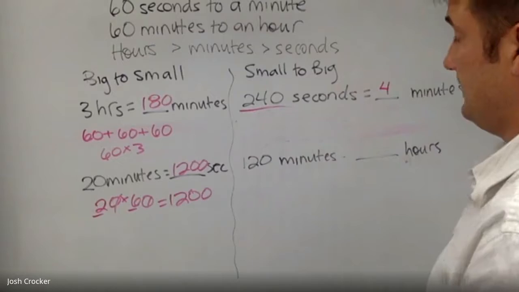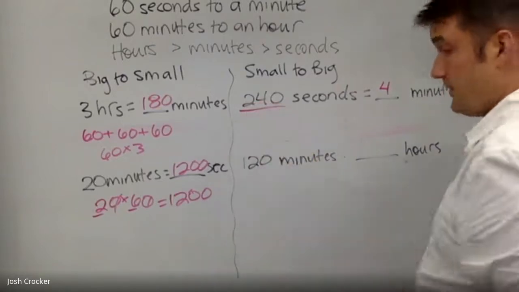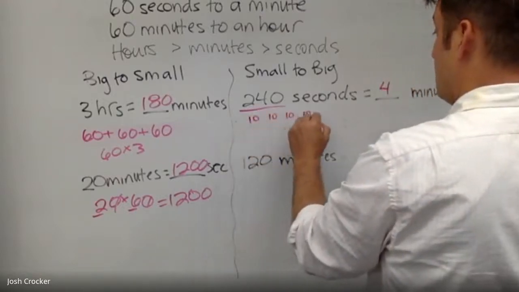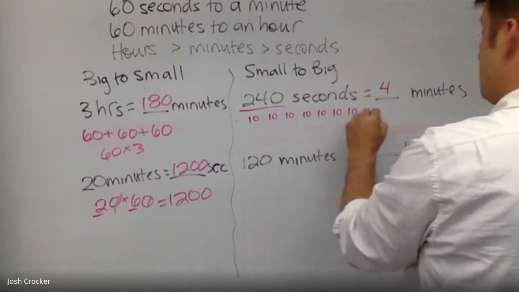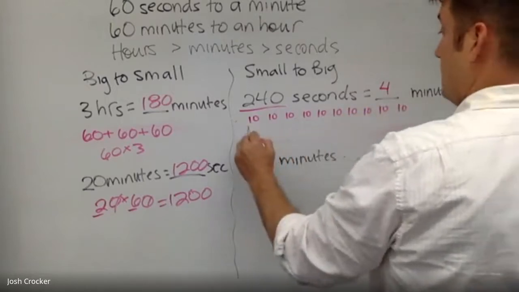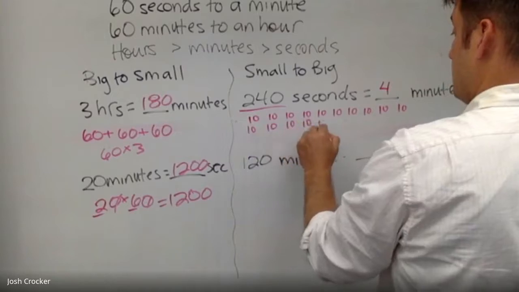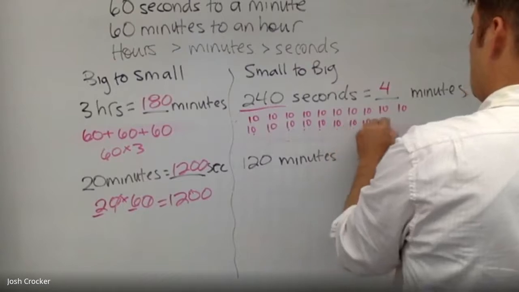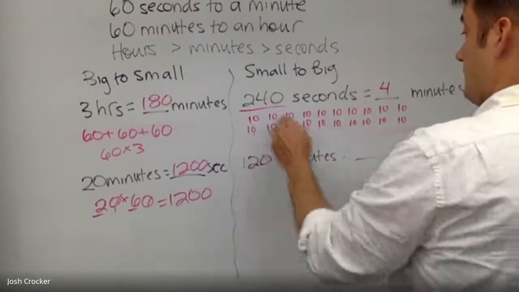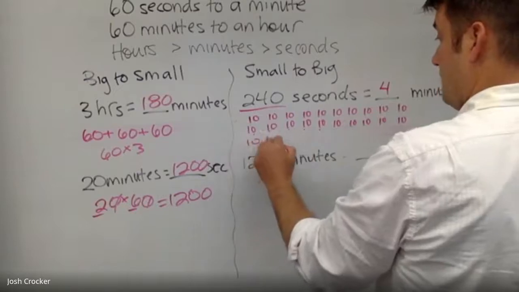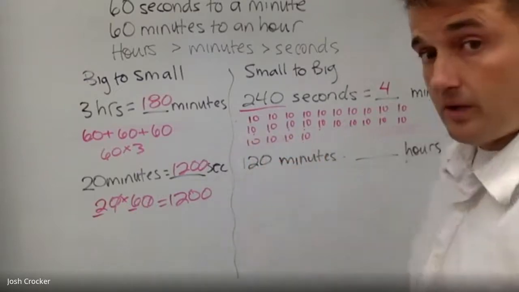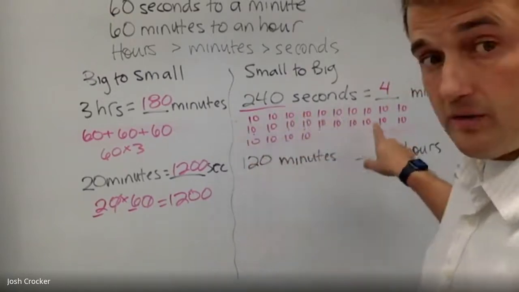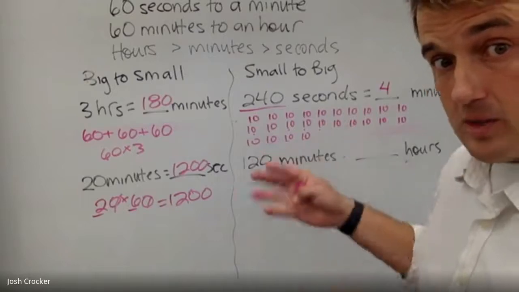Okay, I could also just think of this as groups of 10, right? 10, 20, 30, 40, 50, 60, 70, 80, 90, 100, 110, 120, 140, 160, 170, 180, 100, 200. Okay, I drew 240 with tens. Okay, so 10, 20, 30, 40, 50, 60, 70, 80, 90, 100, all the way up to 240.